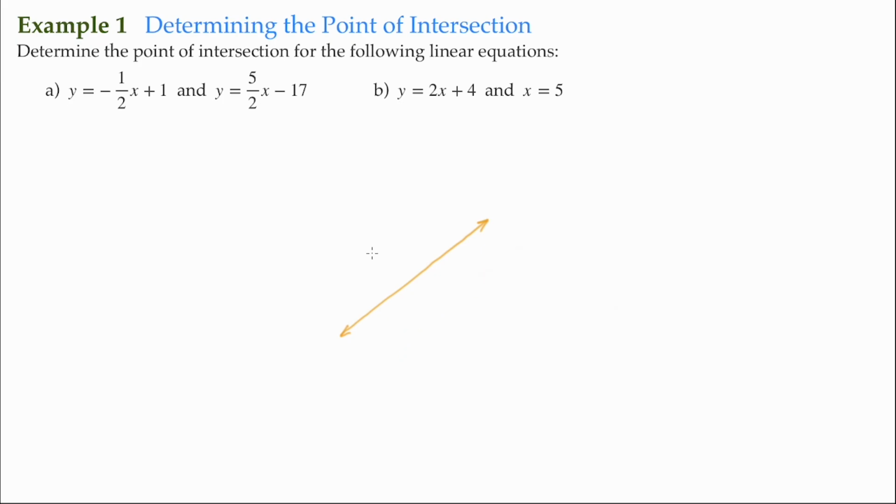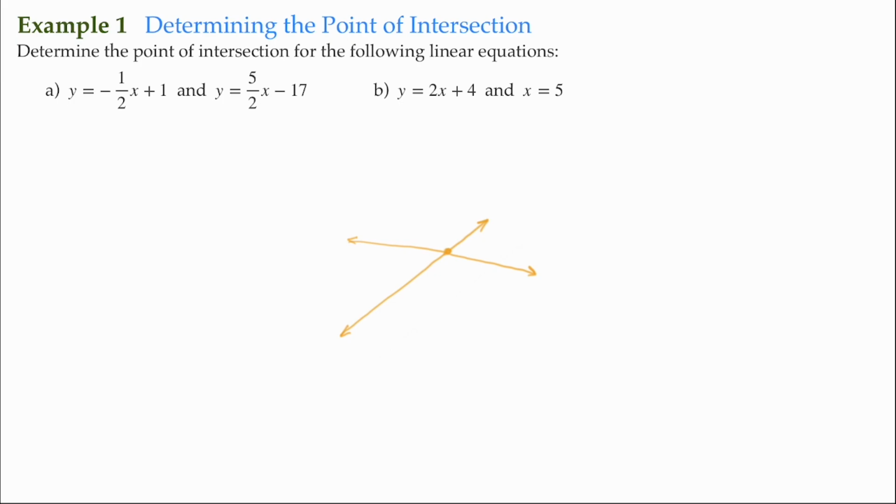So if we have two lines sitting on a coordinate system, the point of intersection that occurs is where the two lines are equal to each other. And that's exactly what we're going to do for these examples here, A and B. We're going to make these linear equations equal to each other, and where they're equal to each other is where they crisscross at the same point.